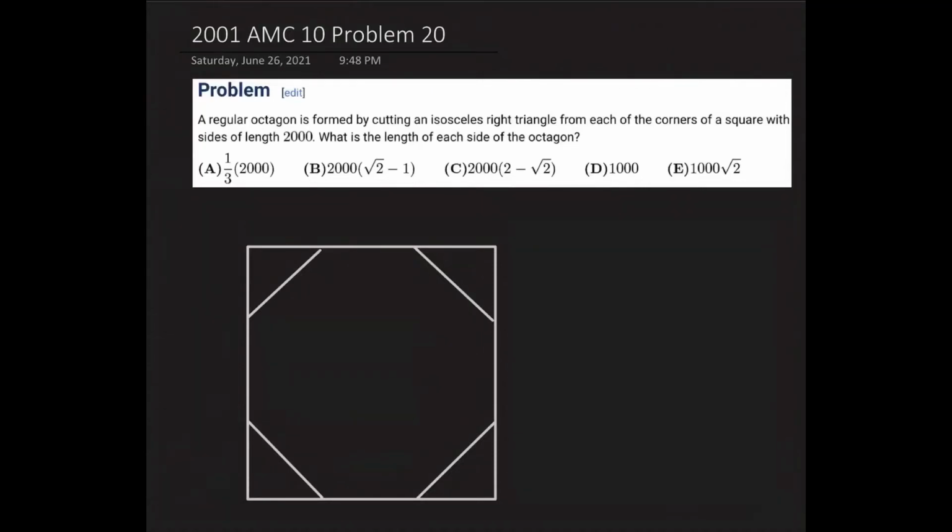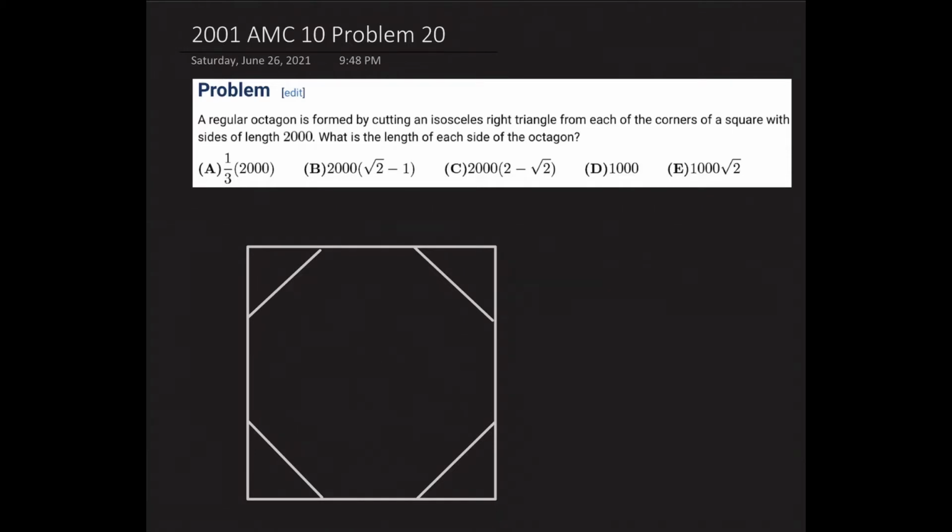I'm going to be solving the 2001 AMC 10 problem 20. Let's read the problem. A regular octagon is formed by cutting an isosceles right triangle from each of the corners of a square with sides of length 2000. What is the length of each side of the octagon?